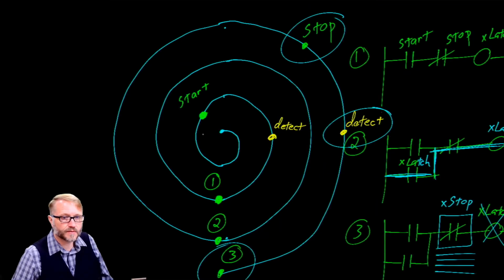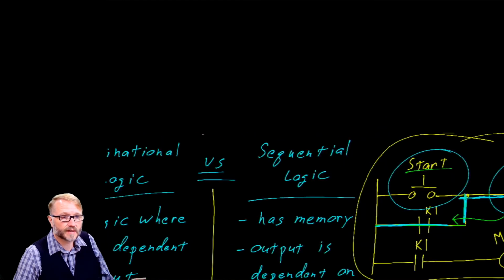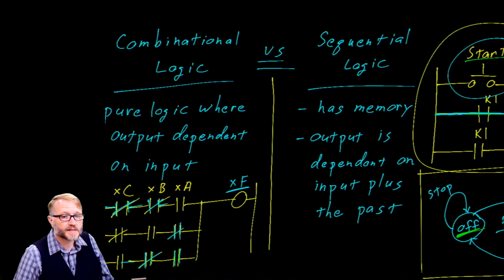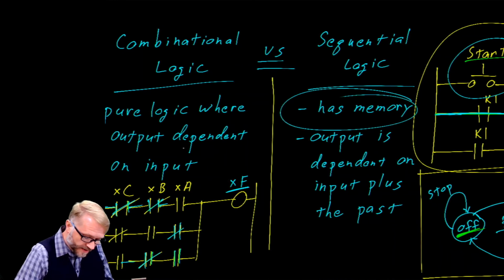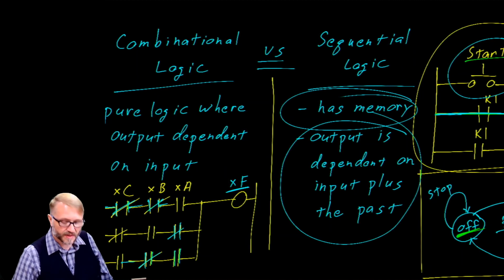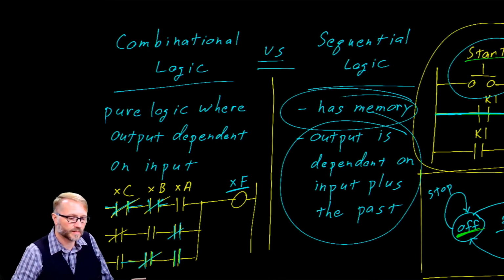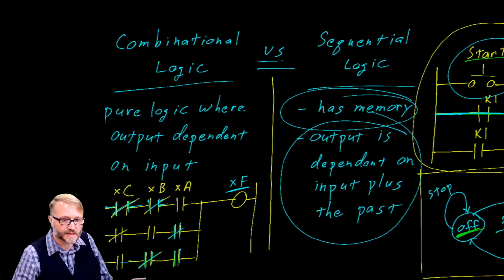Okay, I do hope that that spiral gave you a way of thinking about code in the PLC. And the reason we put that spiral in there is because sequential logic has memory. The output is dependent on the input plus the past. And the past is that loop we keep talking about. So what happened on a rung in the past will now affect what's happening to you in the present.